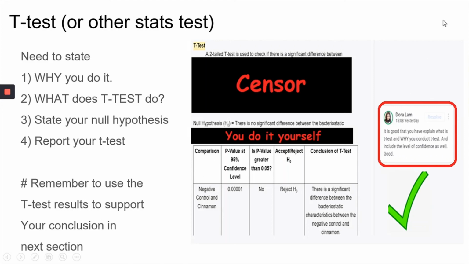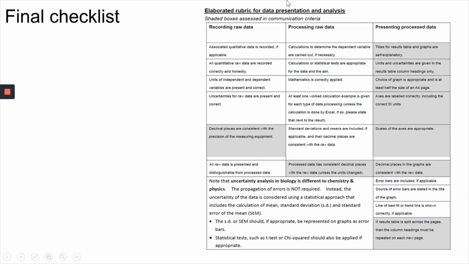Okay, and the next one. So this is a file checklist. This is from the Green IA guidance booklet. Okay, so as to what you need to watch out for the raw data, process data, and then how you present your graph and so on. So you can pause the video and double check on this one.